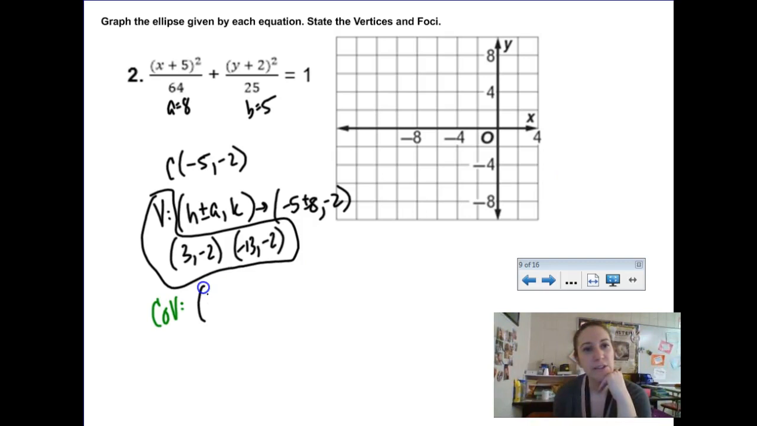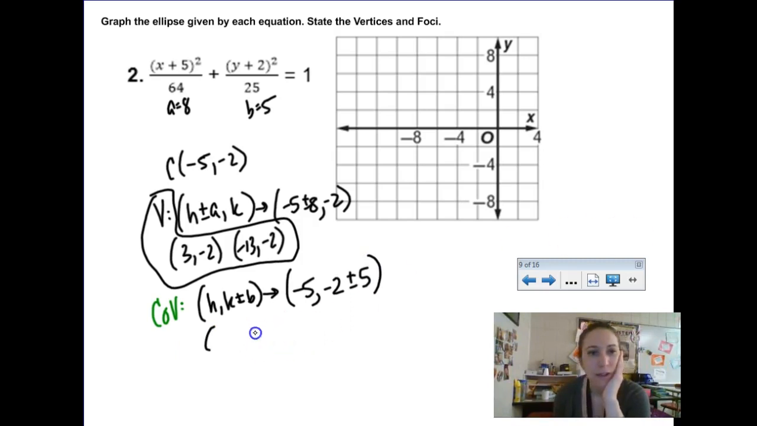Co-vertices formula is h comma k plus and minus the b value. So using our information, it would be -5 comma -2 plus and minus b, which is 5. So the two locations for our co-vertices are, let's see, -5, 3, and -5, -7. Alright, let's get this stuff plotted.